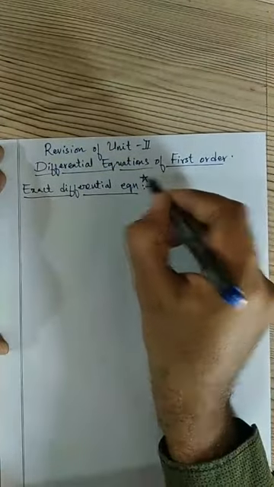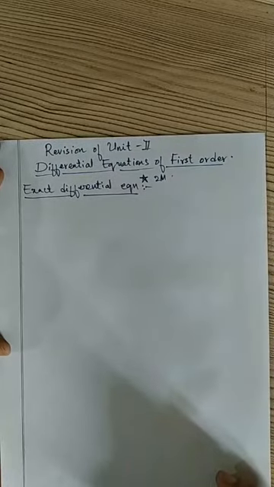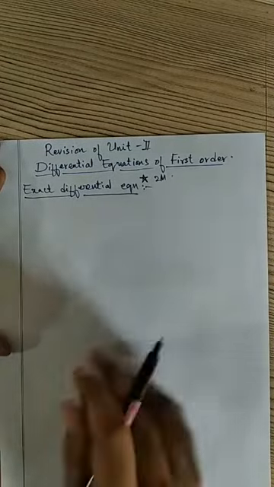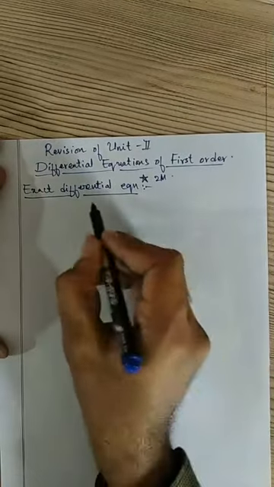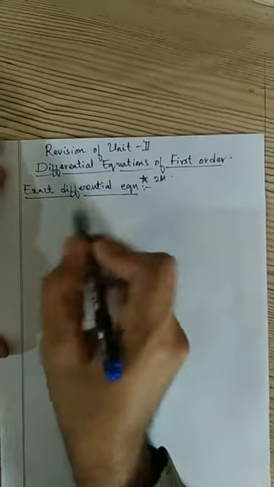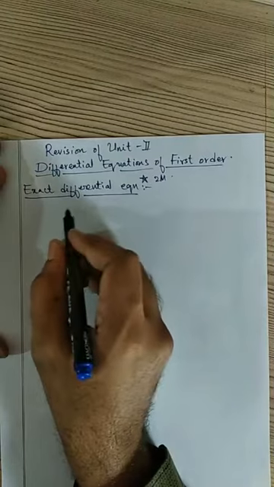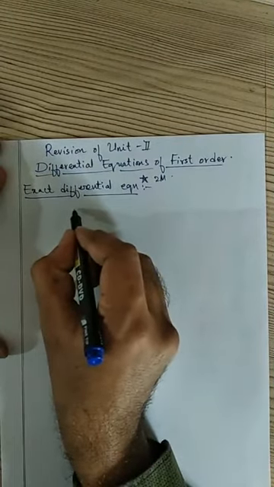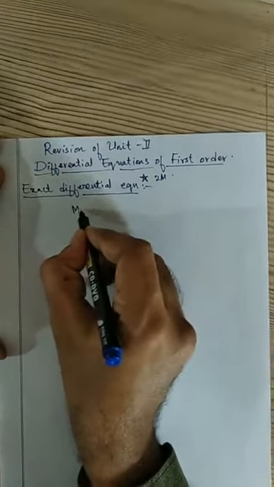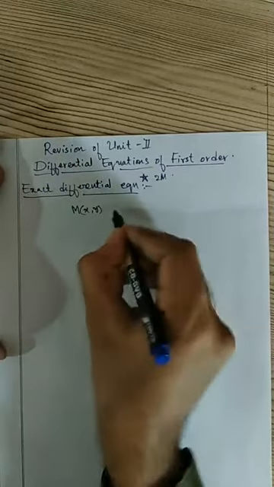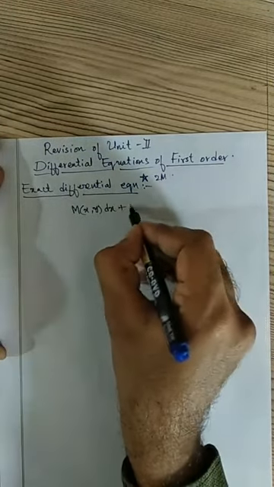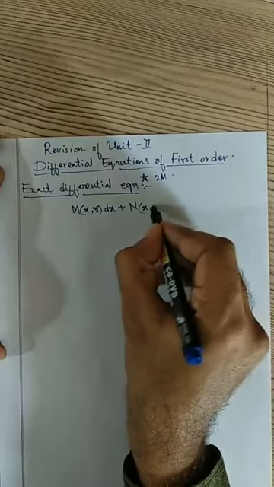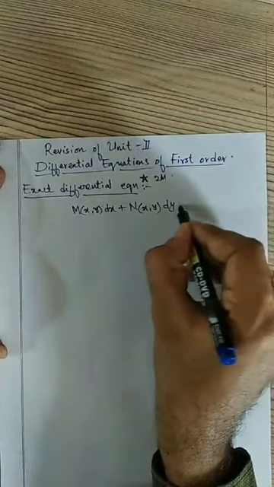This topic is important for 2 marks. So exact differential equation is important for 2 marks. Right? So what is the meaning of an exact differential equation? I'm giving the definition. Suppose I have an equation of the form M(x, y) dx + N(x, y) dy = 0.